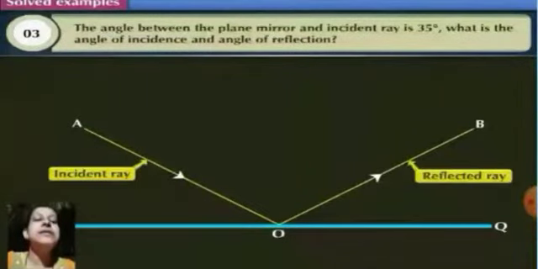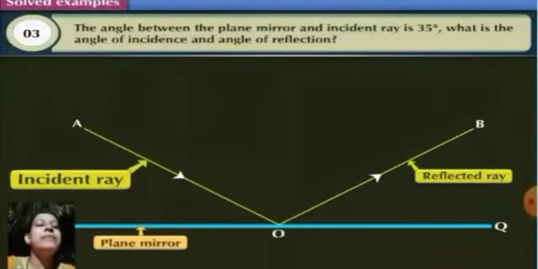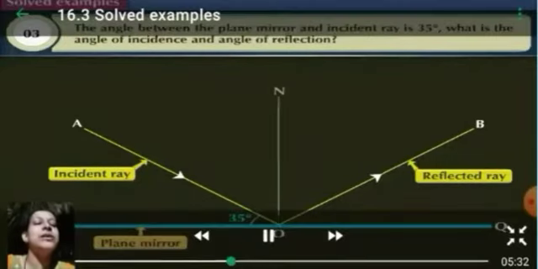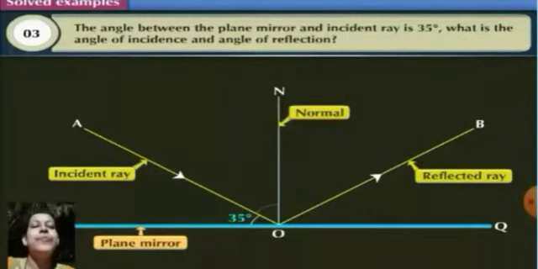Now we will go for the next problem, that is question number 3. Question number 3 says that the angle between the plane mirror and the incident ray is 35 degree. You can see what is asked here: the angle between the plane mirror and the incident ray. The incident ray is AO, and this incident ray is making an angle with the surface of the mirror. The surface of the mirror is PQ, which is making an angle of 35 degree.